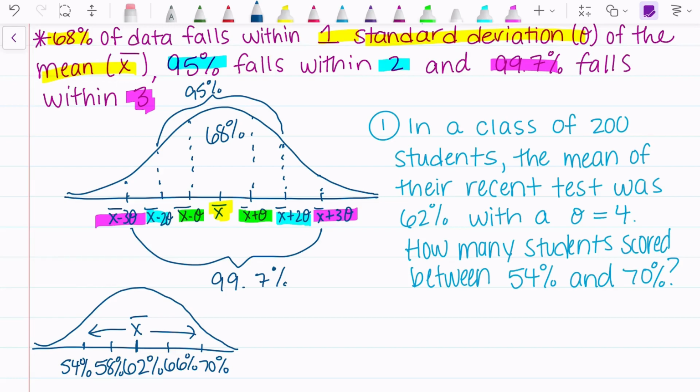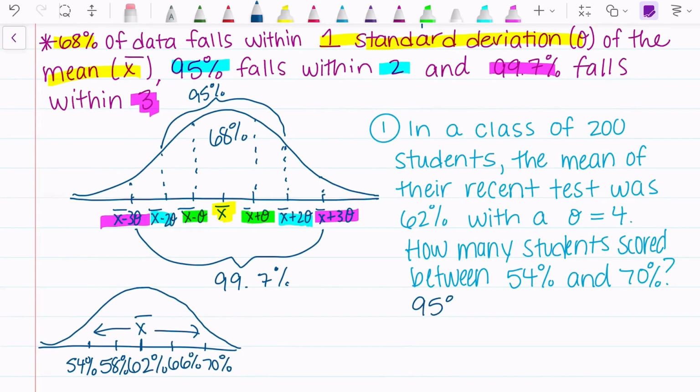So we would have 95% of the people who took the test, so of 200. We just do 0.95 times 200. And that would give us 180, I believe. 190 students.